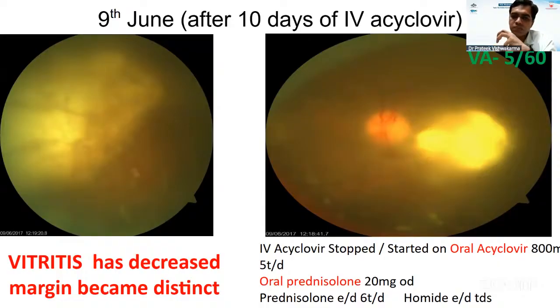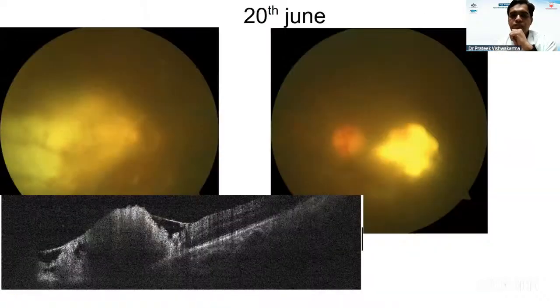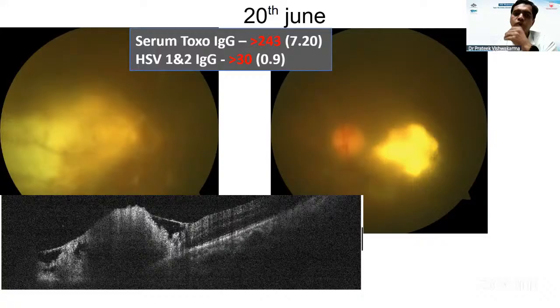After 10 days of acyclovir, we found that the vitritis had significantly decreased, and the margin had started to become distinct. So we thought we were on the right track, and since we had already given 10 days of IV acyclovir, we stopped it and started the patient on oral acyclovir. Meanwhile, we also started oral steroids. On the next visit after 10 days, we got the serology report, and he was positive for both toxo and HSV.